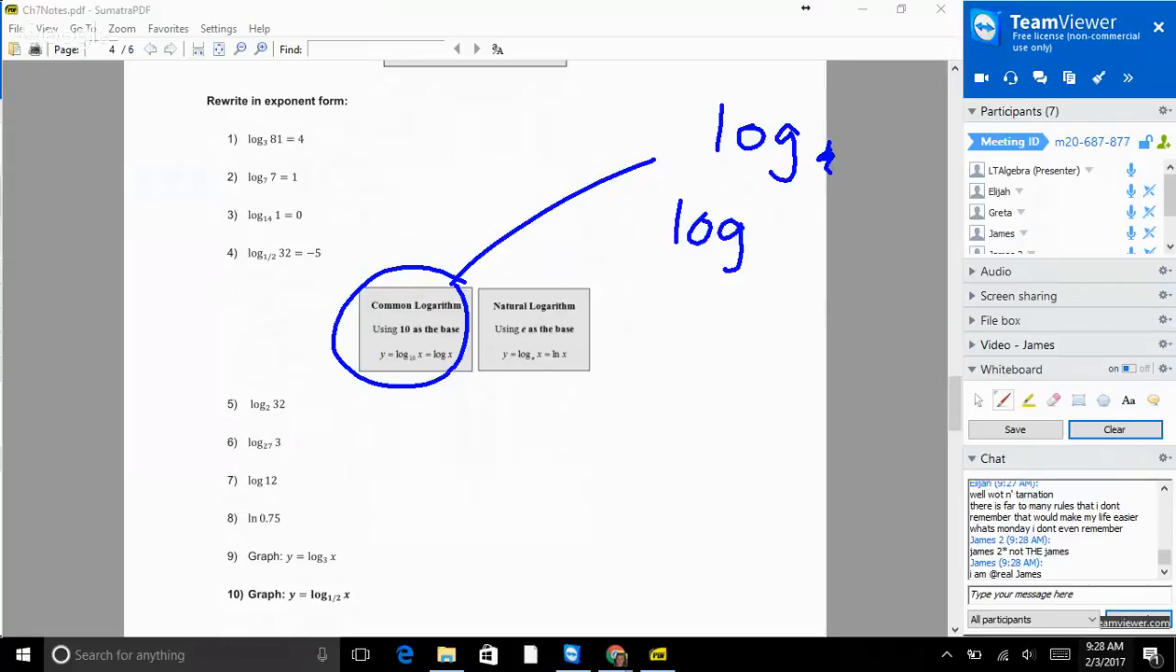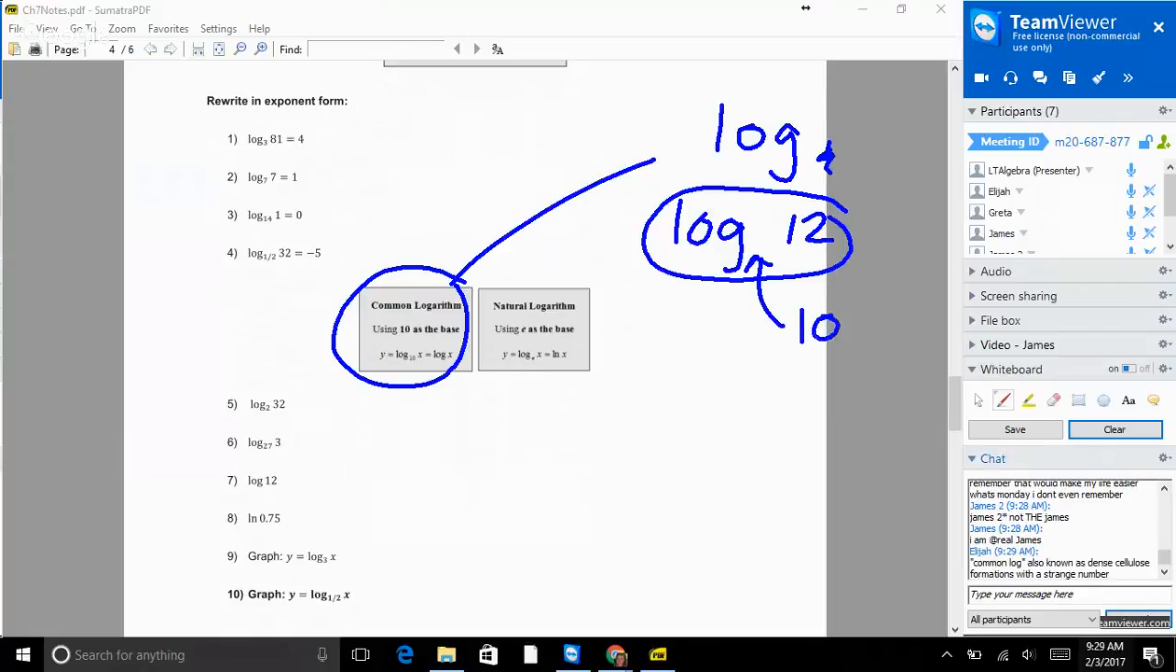Okay, so when you just see, for example, log of 12, and you're like, Mrs. Ross, you just taught me that this is the base to an exponent equals 12, and there's no base here. When you see that there's no base, it's an assumed base of 10. And this kind of makes sense because a lot of our exponential numbers have a 10 to a certain power.